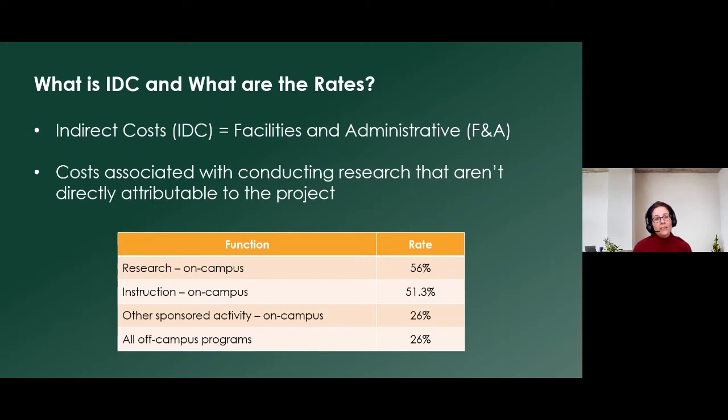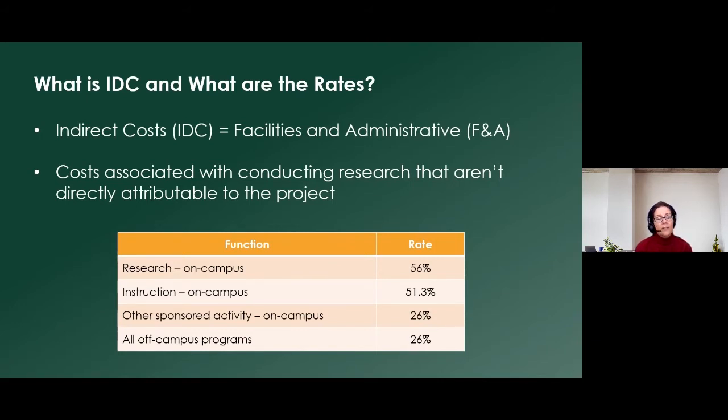So what the federal government did is they decided that they would do federally negotiated rates with most universities, and they would try to calculate what that rate is based on your specific university. There are different agencies that negotiate the rates. For us, it's the Department of Health and Human Services, the DHHS, and we just completed our most recent negotiation. These rates go into effect as of September 1st of 2021, and the rates are in the table below. Everything that's research and on campus is 56%. Instruction that's on campus is 51.3%. Anything that is not instruction or research will be at 26%, as well as anything that's off campus.